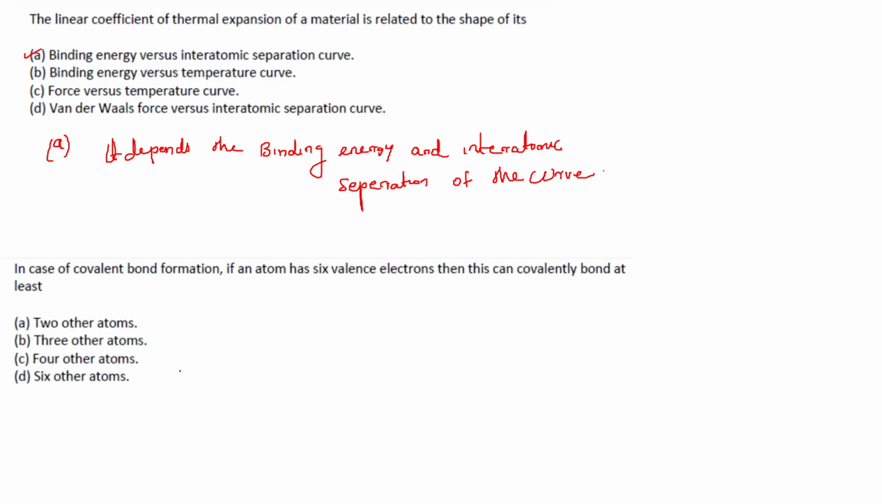So the second question is, in case of a covalent bond formation, if an atom has 6 valence electrons, then this can covalently bond at least 2 other atoms, 3 other atoms, 4 other atoms, or 6 other atoms. So the question is, if it is a covalent bond formation and the atom has 6 valence electrons, then how many atoms can it covalently bond? Which option will be correct?